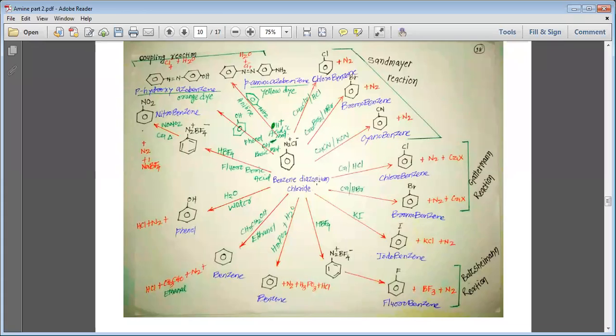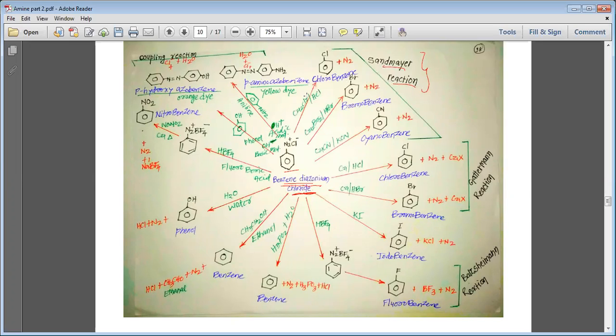Now, my dear students, we want to study this reaction again, which we have studied in the haloalkanes and haloarenes. This benzene diazonium chloride is a very important intermediate for producing many other reactions. So let us study the various reactions given by the benzene diazonium chloride. The first named reaction of benzene diazonium chloride is the Sandmeyer reaction.